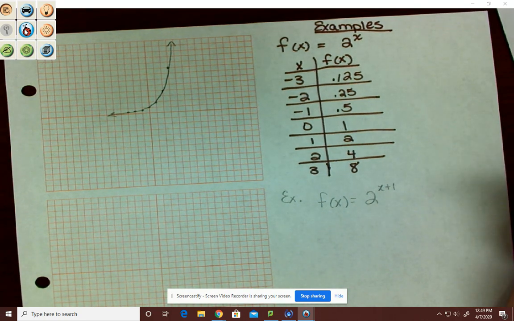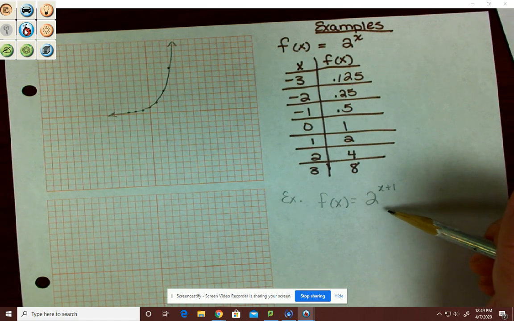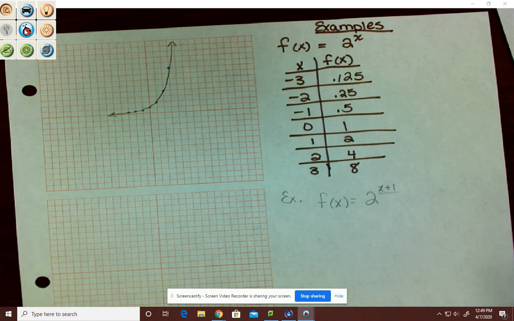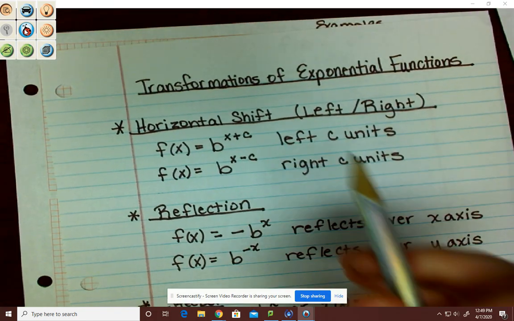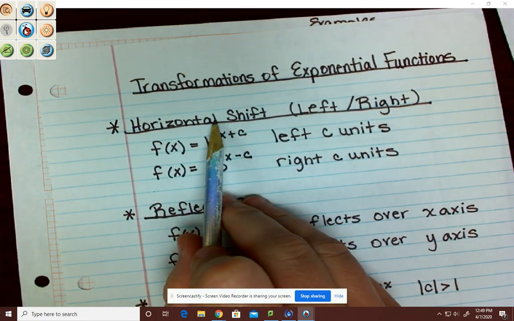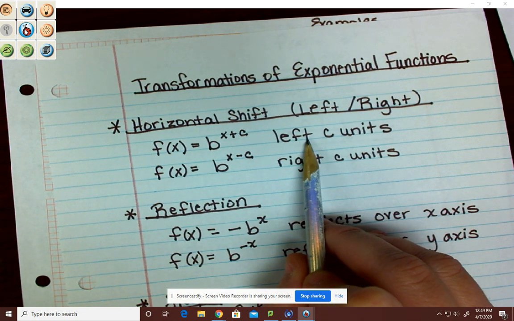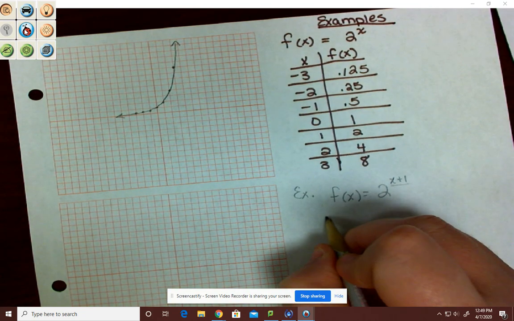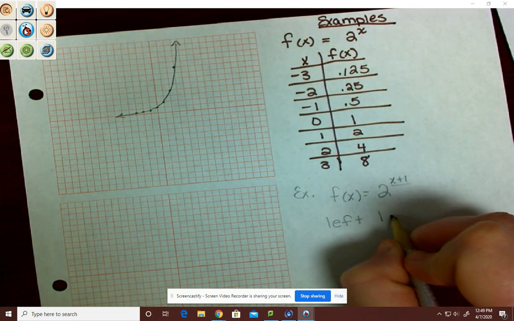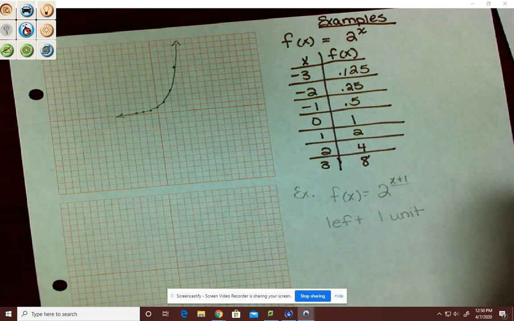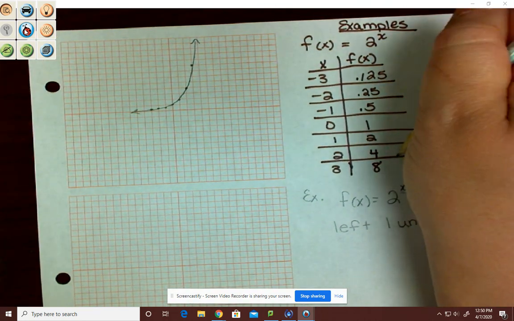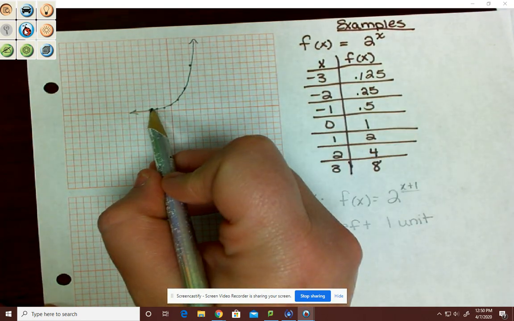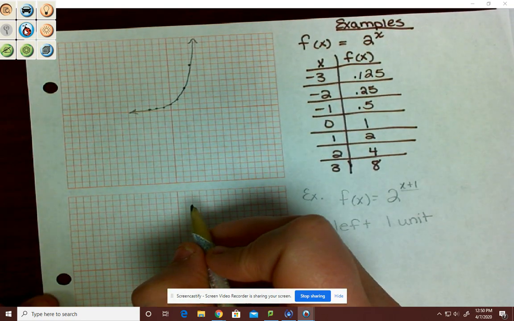All right, so we want to look at how does this example change from this one. So we have plus 1 and it's in the exponent. So plus 1 in the exponent is here, so that means that's a horizontal shift. So that's how many units we're going to move it to the left. So we're going to move this to the left 1 unit. So since I already have this as my parent function, all I'm going to do is take all of these points here and move them to the left 1.